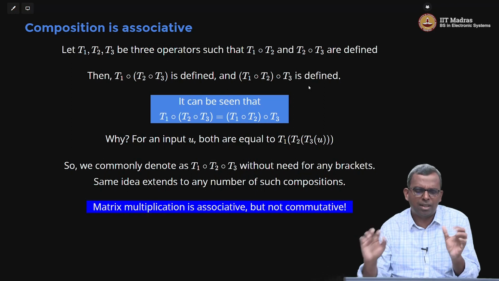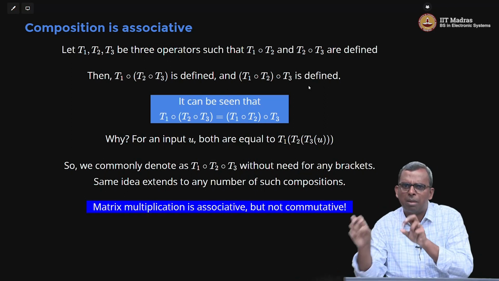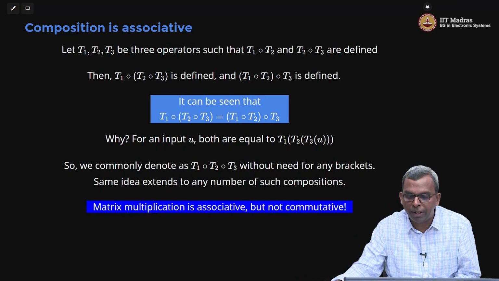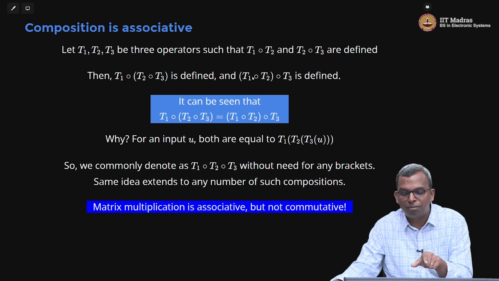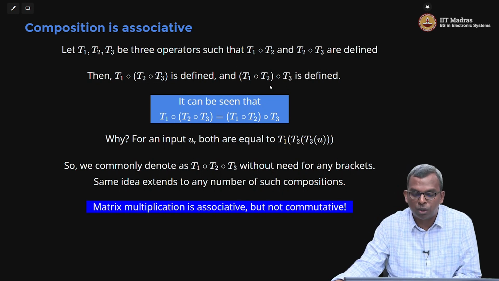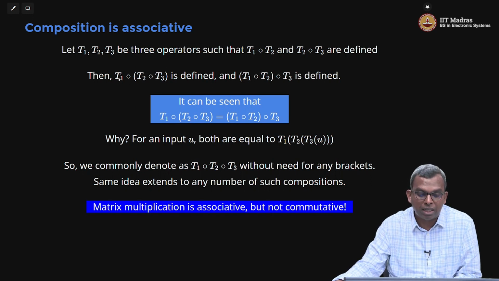So think about why these things are defined. The inputs and outputs will match, right? The output of T2 matches with the input of T1, the output of T3 matches with the input of T2. So you can keep doing these compositions. You do this composition first, and this output will be the same as this input, and it will match. All these outputs and inputs will match, so I can compose one after the other.